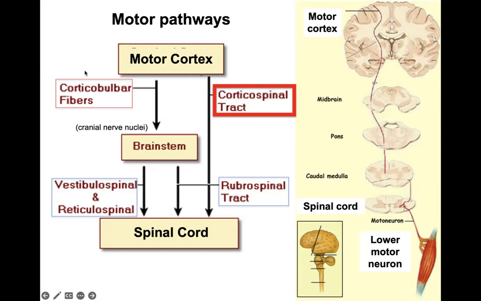Now, other tracks, just to show you a little bit, there are some tracks that go from motor cortex to brainstem first, right? And then from the brainstem, there are other tracks coming down and they're named differently, okay? Depending on what regions of the brainstem, okay? So keep in mind, in reality, how can you move nowadays, in everyday life, those smooth movements involve so many important tracks, okay?